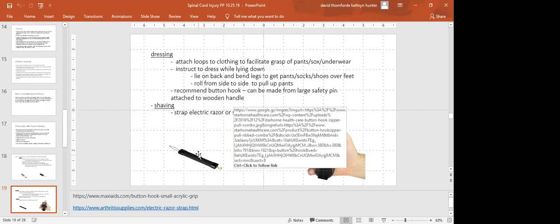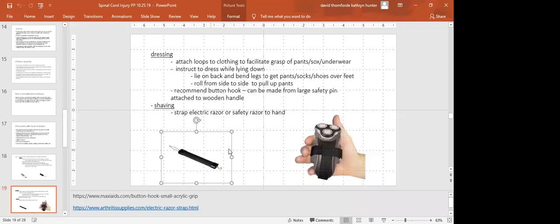You can purchase that on the internet, but when I was in Guyana, one of my students, who's now an OT, Calvin, who's on this call, made a button hook like that by taking a large safety pin and attaching it to a piece of wood, and it worked just as well as the commercially made ones.